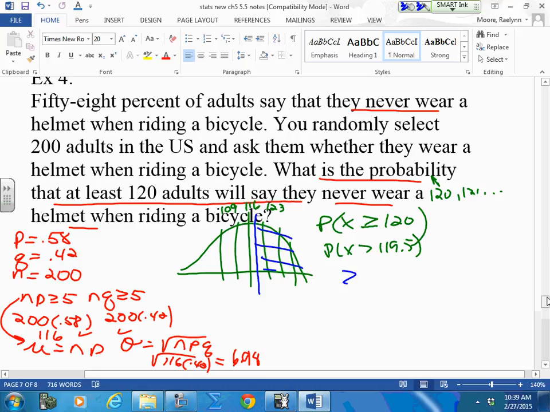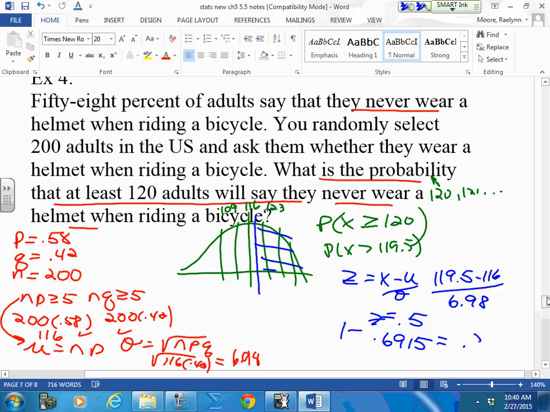So I apply my z-score formula to it. X, 119.5 minus the mean gives me a positive z-score. Divide by 6.98, and I come out with a z-score of 0.5. I look up 0.5 in my table, and I find 0.6915, and I say my area is supposed to be less than 50%. So what do I do? Subtract it from 1.